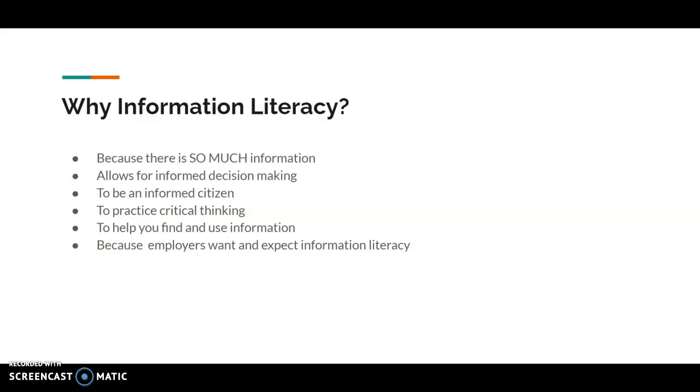And being information literate means that you are practicing critical thinking. You're using your own mind to look at data, to make inferences about the data, to make decisions using that data. Information literacy is going to help you in your day-to-day life, in your academic life, as you use and find information. And if that all isn't enough to convince you, then I'll go the career track and say also that employers want and expect their employees to be information literate, to be good critical thinkers, to be able to look and research and get data and make informed decisions.